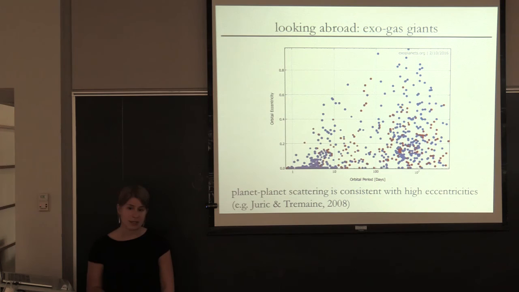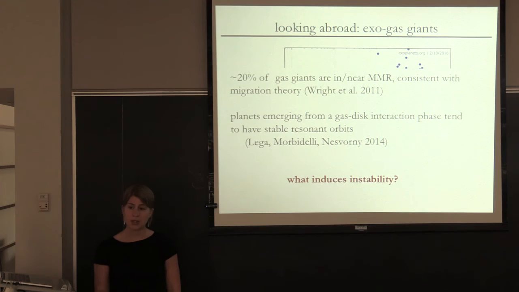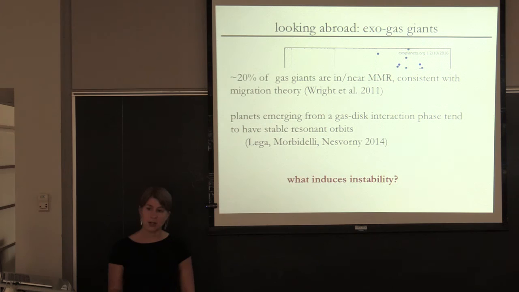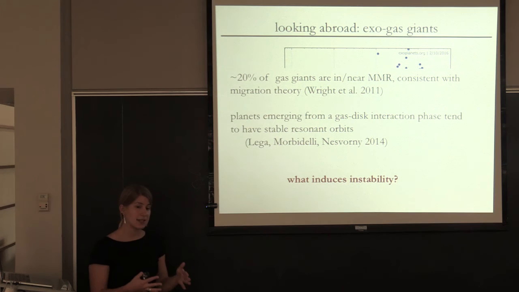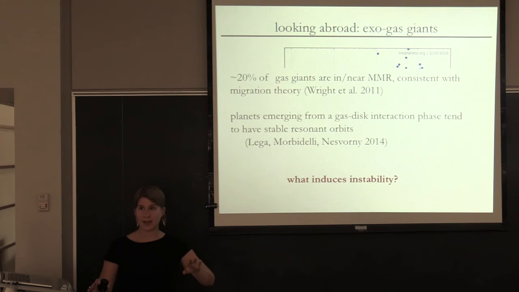As I've just stated, we think that planets that interact with a disk and undergo convergent migration are trapped into mean motion resonances. And indeed, something like 20% of the gas giants that we've seen are near mean motion resonances. However, it's also been demonstrated that these resonances are actually quite stable once the disk goes away. And so it's extremely unclear at this point how you link the outcome of interaction with the protoplanetary disk with the instability that's needed to explain the eccentricity distribution. This is the question that I'm very interested in thinking about in the near future.